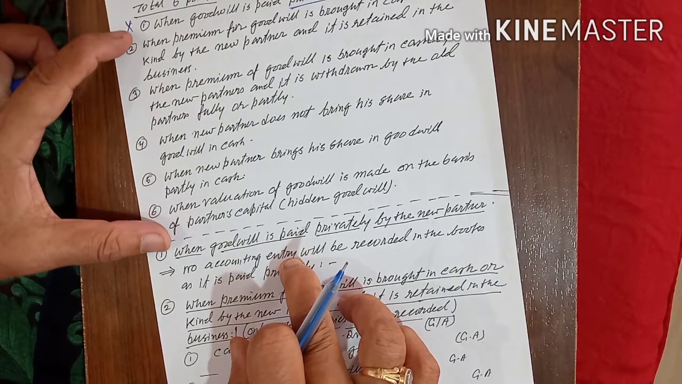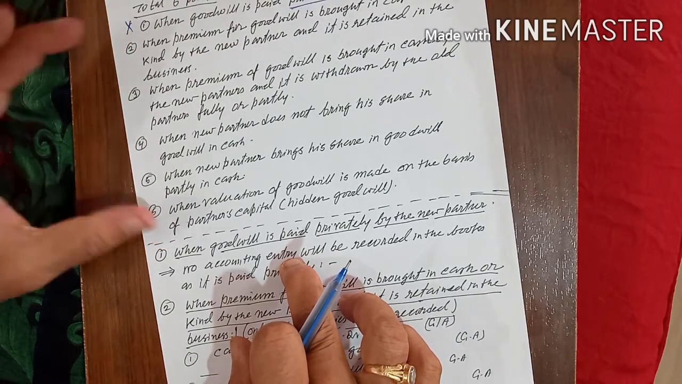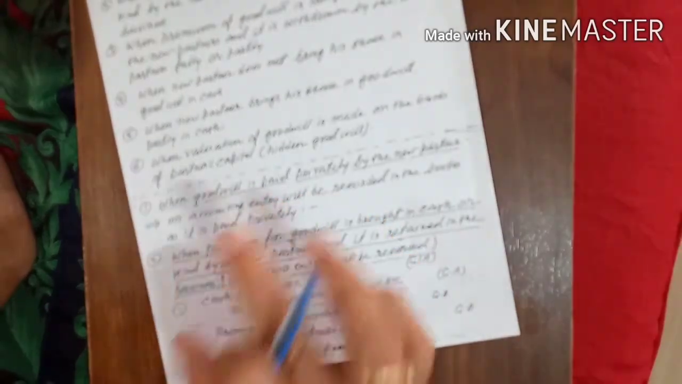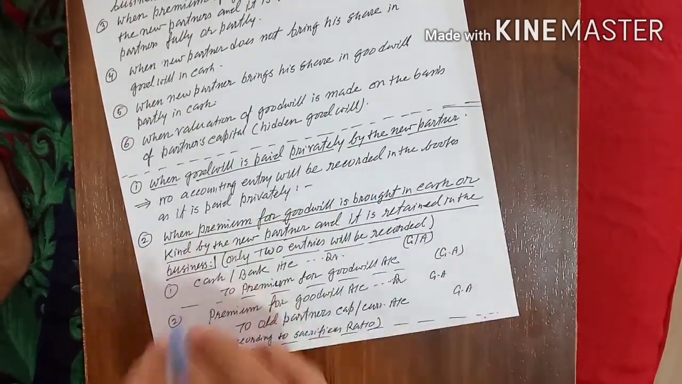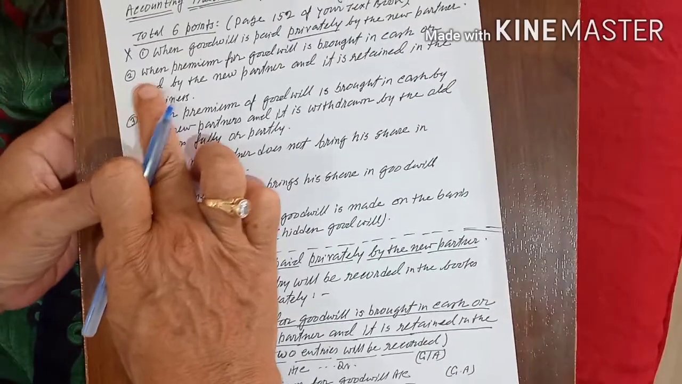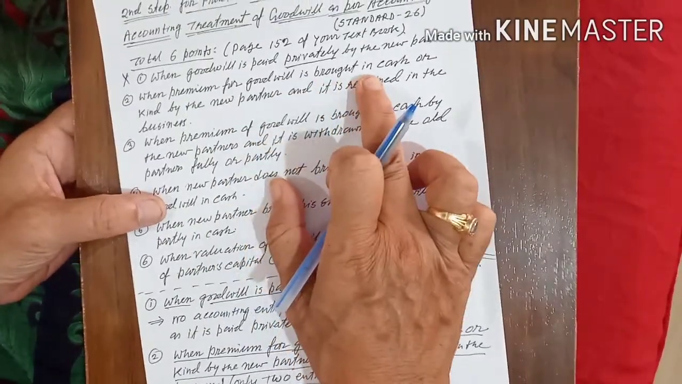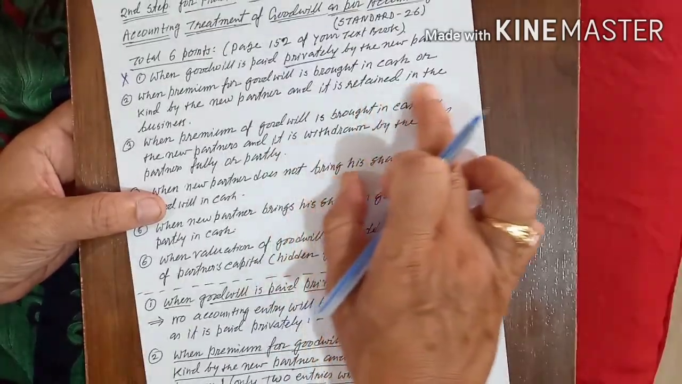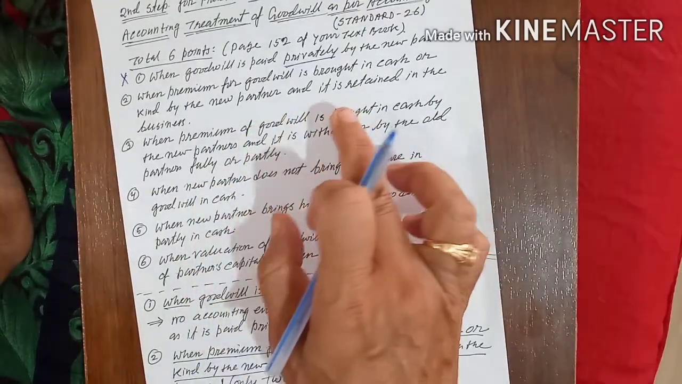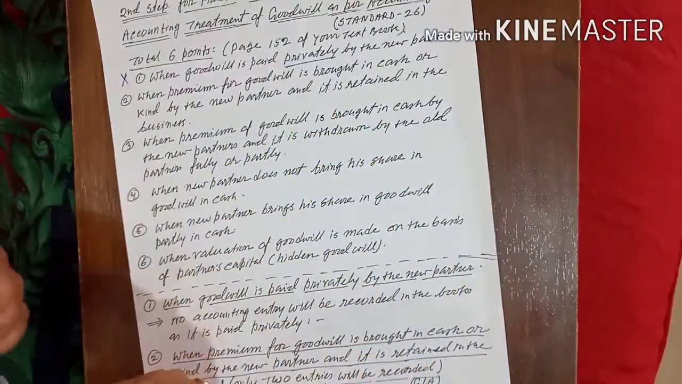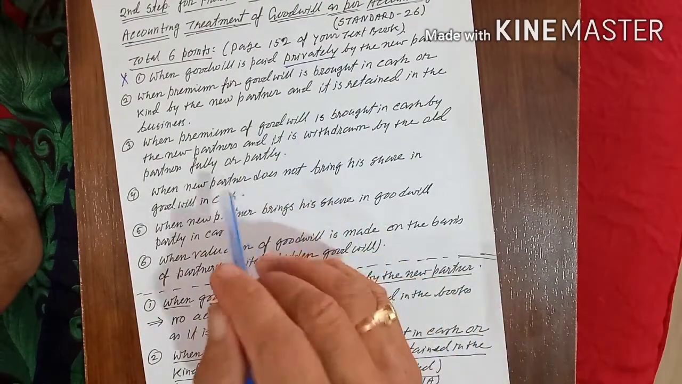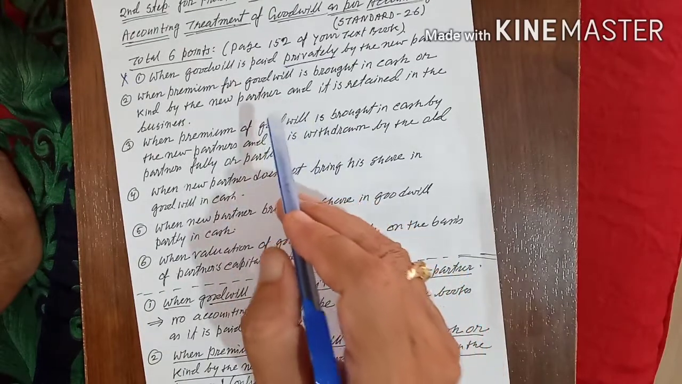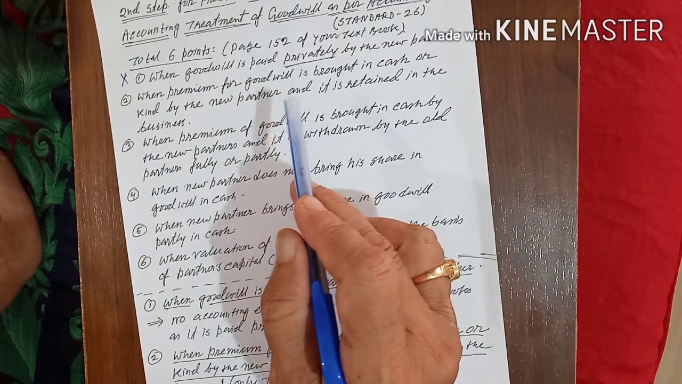Out of these remaining 5 points, the gist or the main point is only 2. Try to understand what these 2 are. So let me say the second point. When premium for goodwill is brought in cash or kind by the new partner and it is retained in the business. So what is the meaning? I told you that the new partner will give a certain amount for his capital. Apart from the capital, the old partner can claim certain money from the new partner for goodwill.